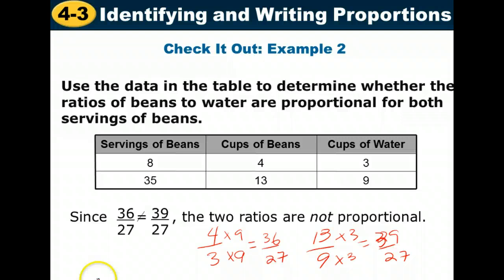Or we could just, again, find the cross product. We have 4 to 3. Is it equal to 13 to 9? Again, 13 times 3 will give me 39, and 4 times 9 will give me 36. So again, they will not be proportional. They will not be equal to one another.